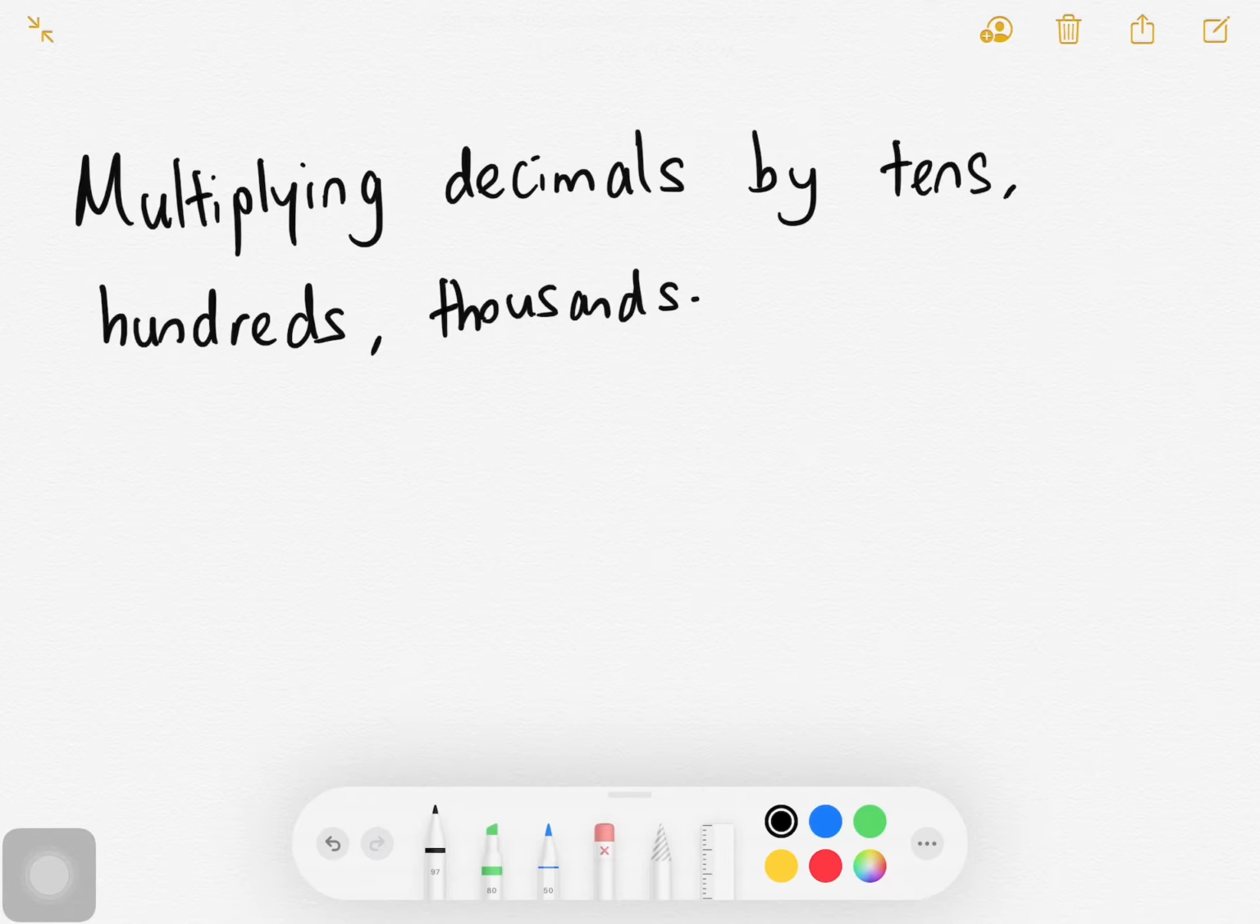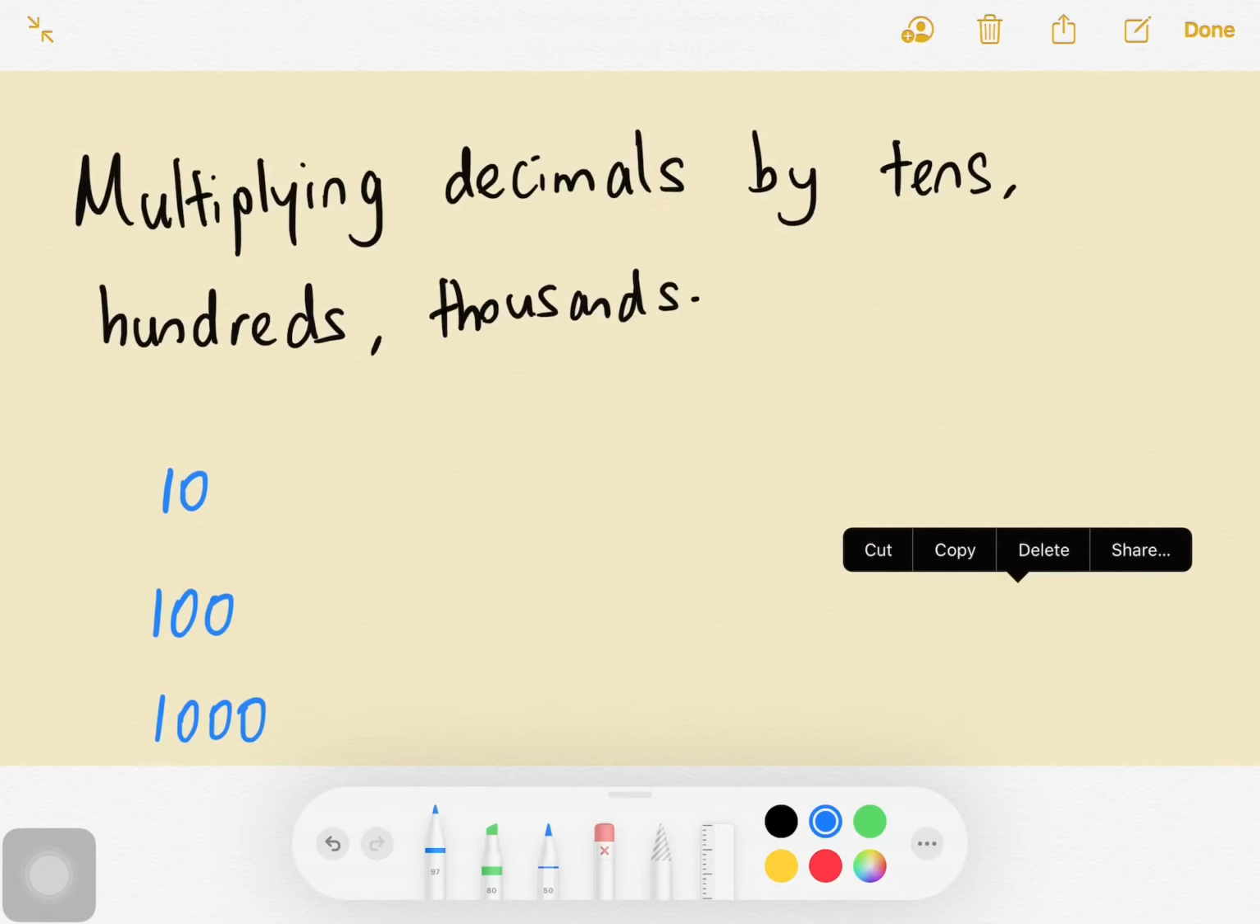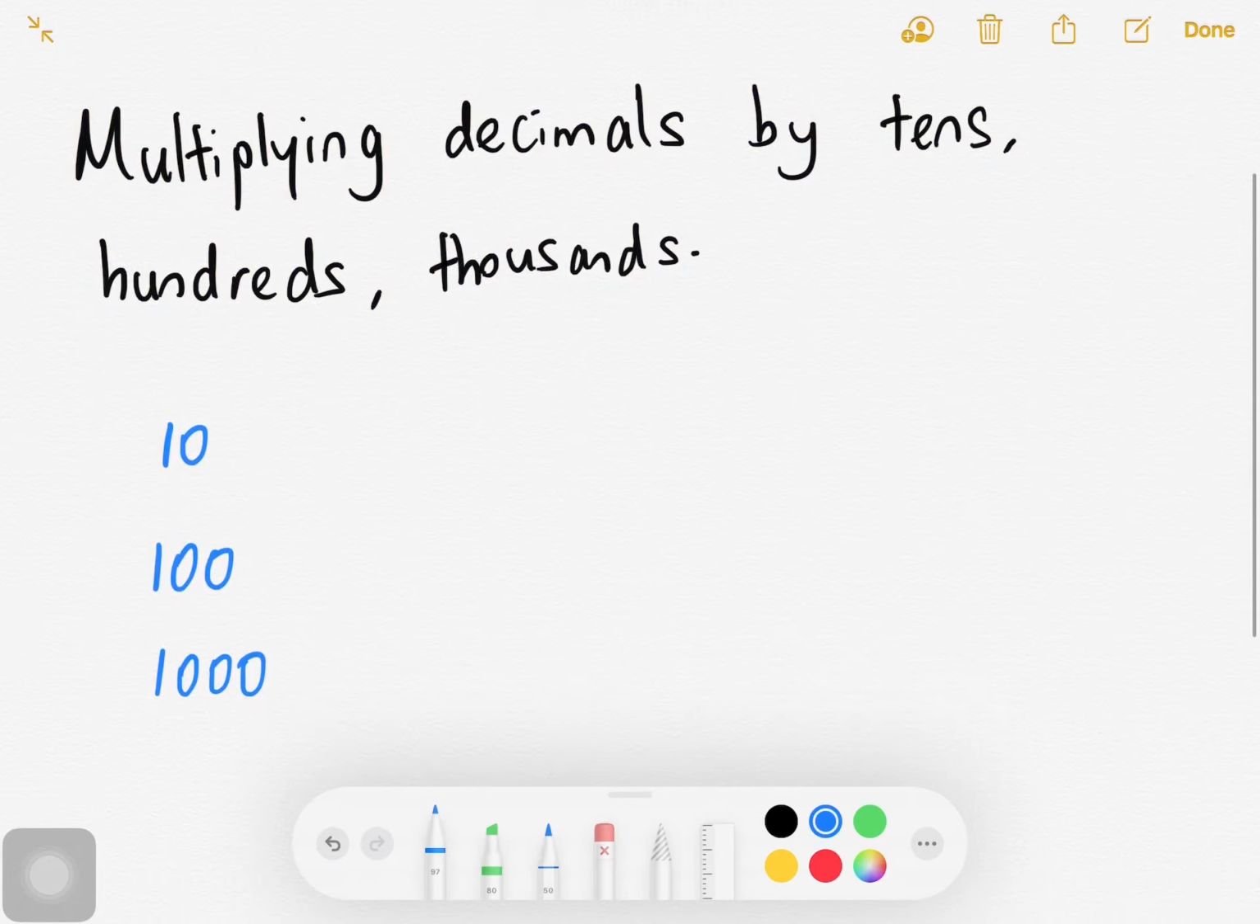First thing, you need to understand what is the difference between 10, 100, 1,000 and tens, hundreds, and thousands. In the previous lessons, we learned to multiply decimals by 10, 100, and 1,000, and we use the shifting of decimal points: one place value to the right, two place values to the right, and three place values to the right.